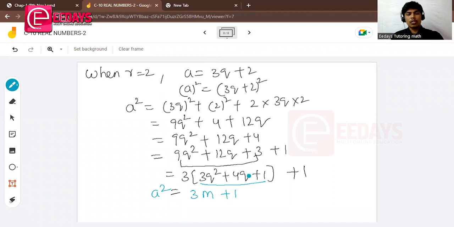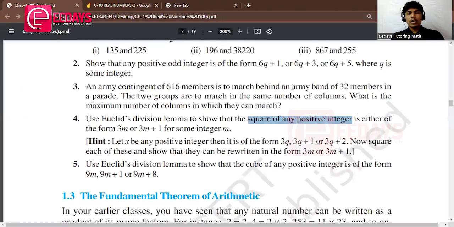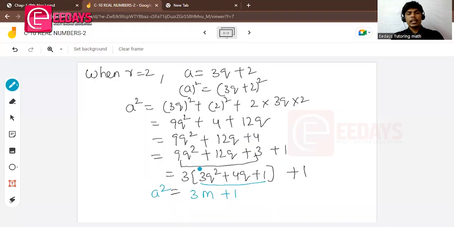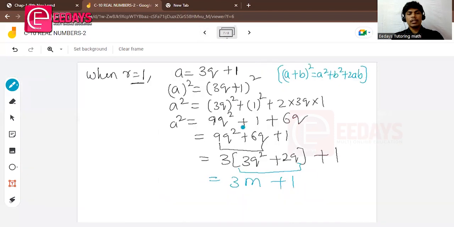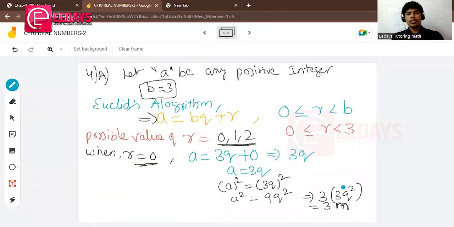They asked for some integer m. The integer m is nothing but here 3q square plus 4q plus 1, which is an integer. And in the previous one, 3q square plus 2q is an integer, that is m. Here also 3q square is an integer. I just erase this one, just rewrite.